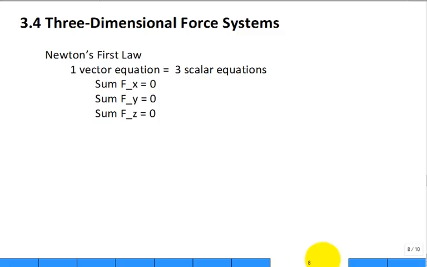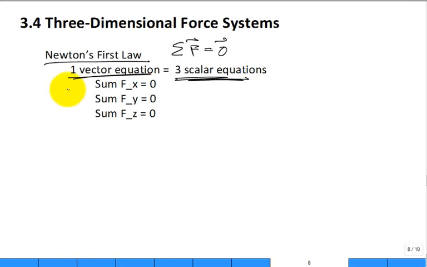Once you get good at 2D, you march off into 3D. And when you get into 3D, you still have Newton's first law, the sum of the forces equal to 0, but now we bust that one vector equation into how many scalar equations? 1 for the x, 1 for the y, 1 for the z, 3 scalar equations. Somebody says, you should make them do everything in vectors. That's fine, but look, you're going to decompose it into i, j, k.